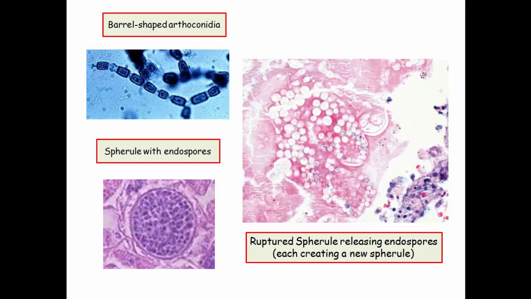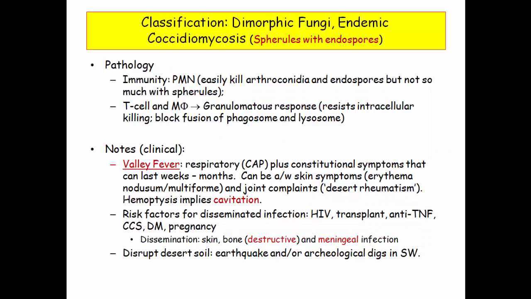Here are additional images emphasizing the barrel-shaped arthroconidia, the spherule filled with endospores, and a ruptured spherule releasing those endospores. Insofar as the pathology is concerned, I would highlight that neutrophils are active against the conidia and endospores, but not against the spherule. The spherule elicits a granulomatous response.